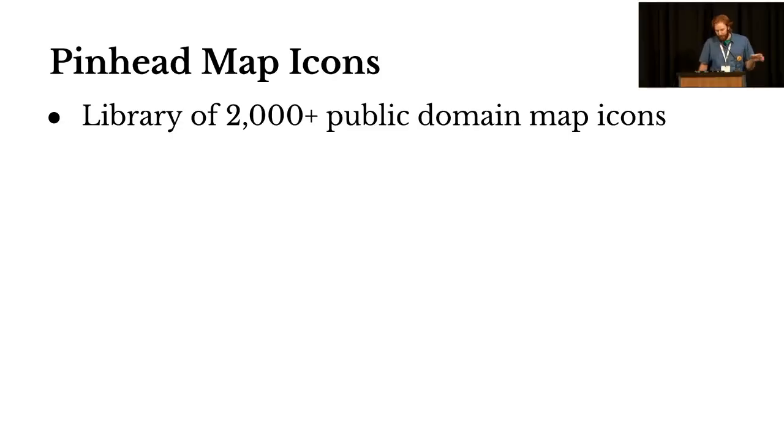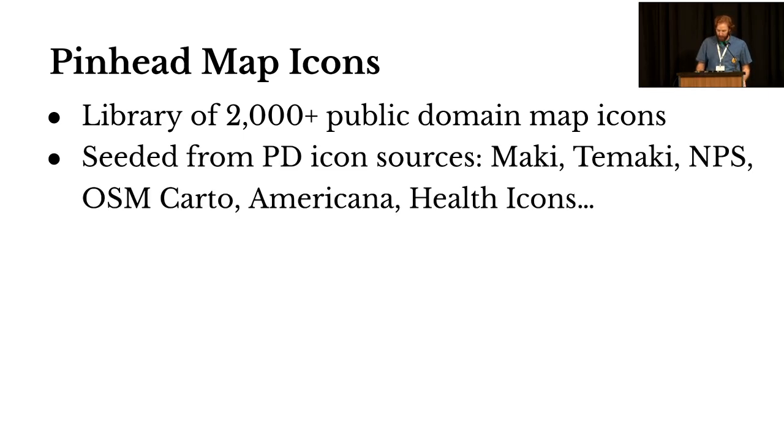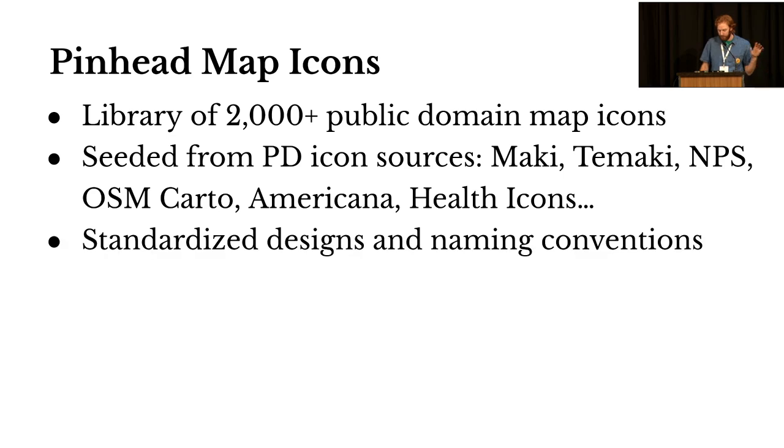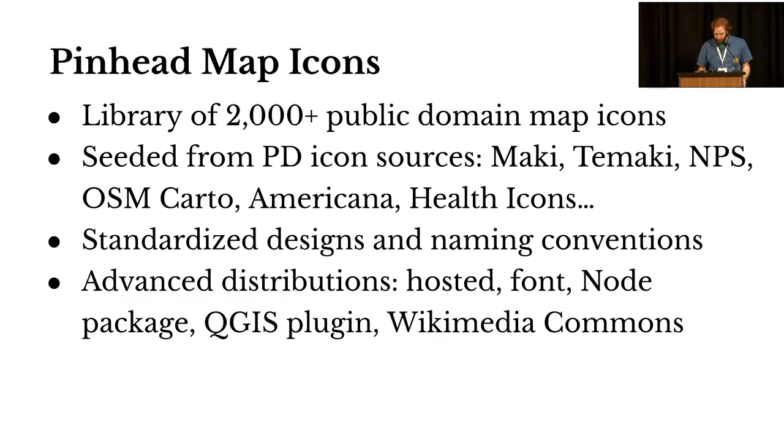It started out as about 1,000, and in the last 6 months or so, we've gone up to 2,000 public domain icons. They're seeded from some really great sources that you know and love: Maki, Temaki, National Park Service, OSM Carto, etc. But they're not just copied one for one. Often we standardize the designs, or I usually standardize the designs and the naming conventions, though we do have some awesome outside contributors that have started showing up as well.